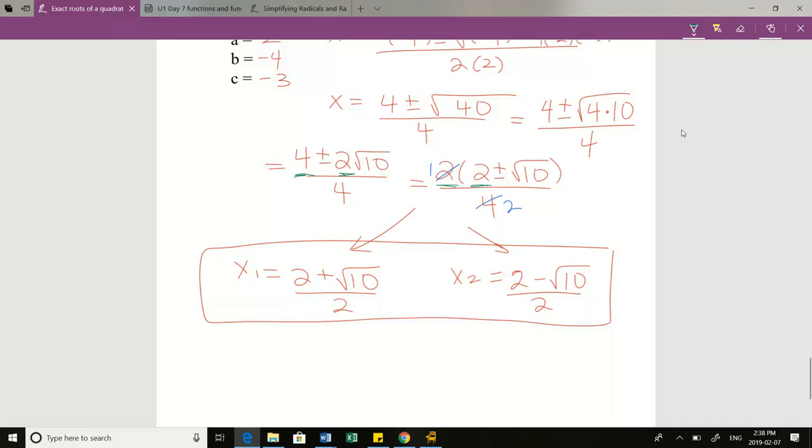Okay, we're going to take a quick break, and then we're going to talk about a new kind of notation, okay? So take 2 minutes.